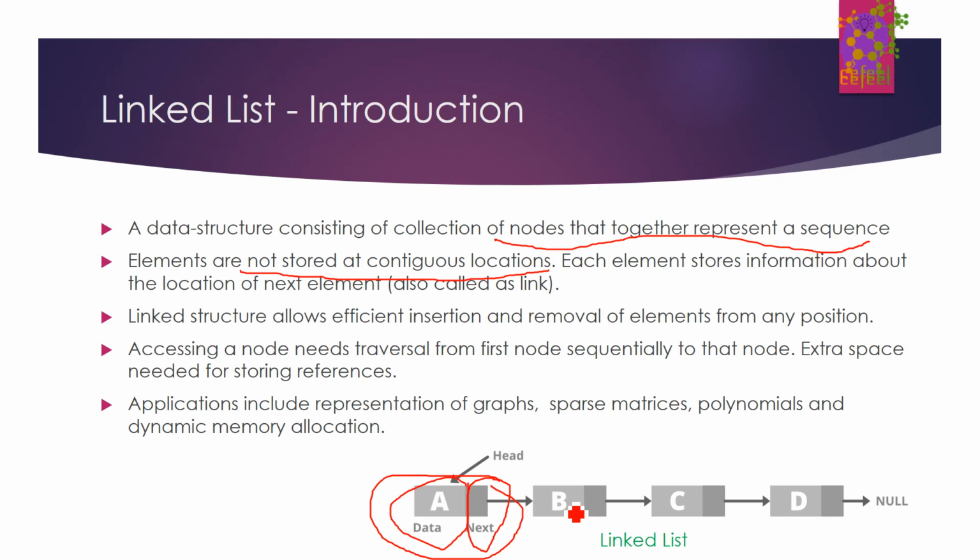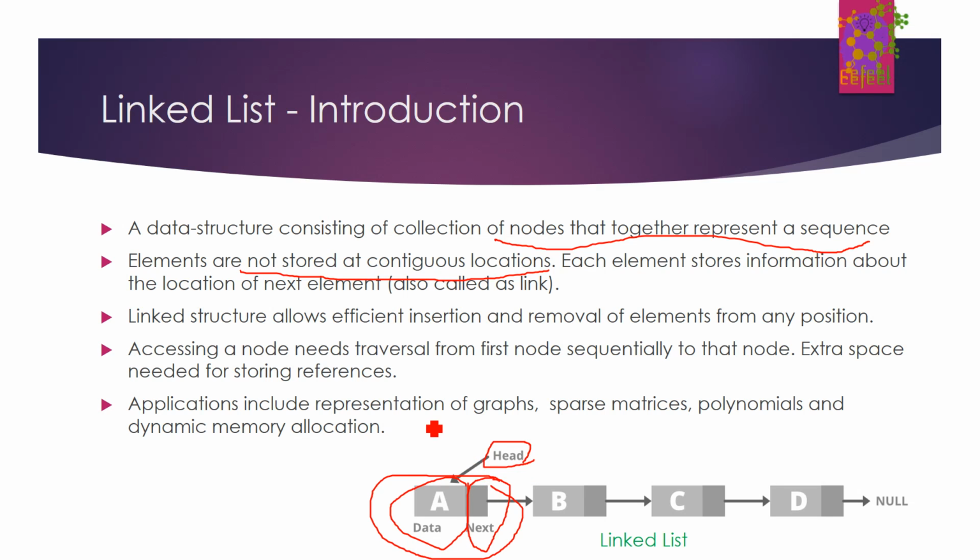In memory, these nodes may be located at different locations. They may not be contiguous, and every node has a link to the next node, and that's how it goes. The last node in the linked list will point to null, which means it doesn't point to anything, and indicates that the linked list is ending here. And then there is a special pointer, the head pointer, which points to the start of the list.